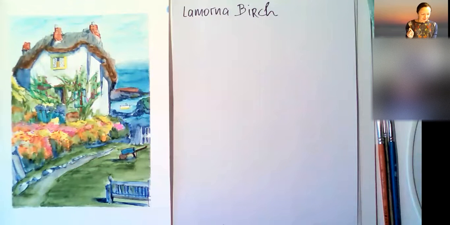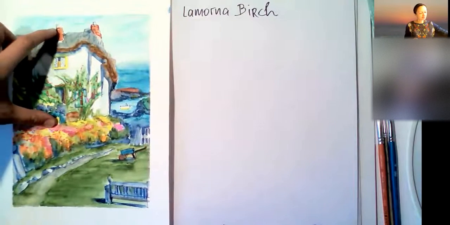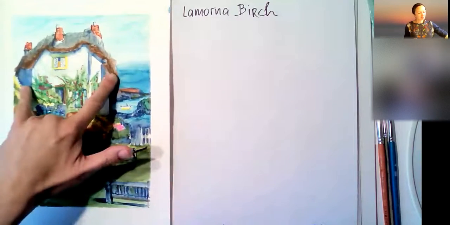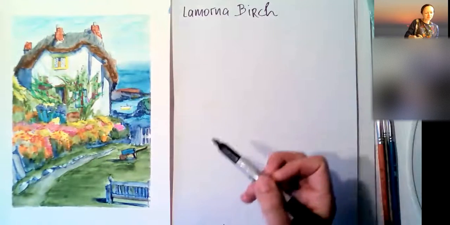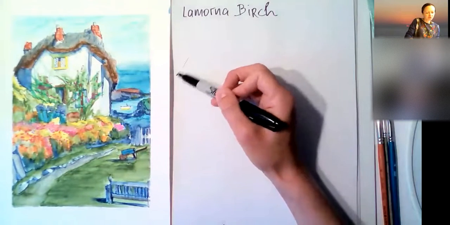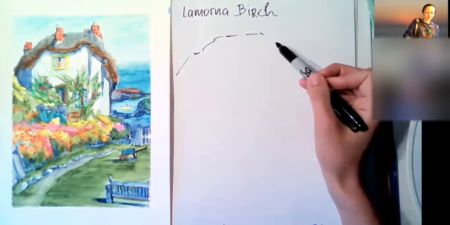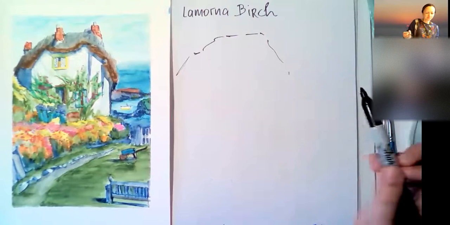All right, guys. Starting with a sketch. So we see our house really big, taking almost half, and here even more than half of a page, and almost till the top. So we can start to plan the roof. We'll leave a little bit of space for the sky.